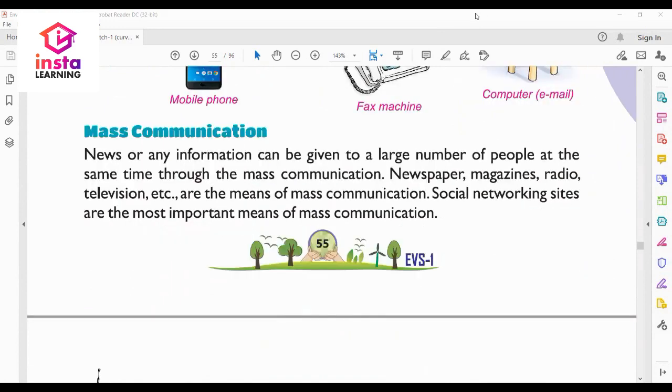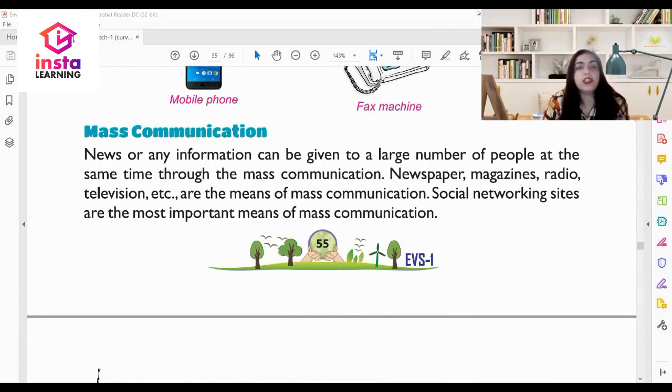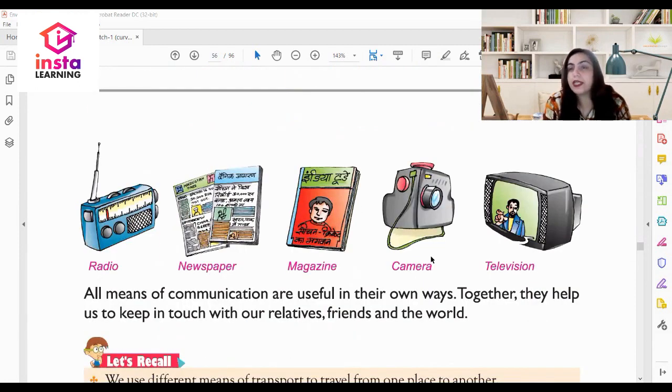Let us talk about mass communication. Under mass communication, news or any information can be given to a large number of people at the same time. Newspapers, magazines, radio, television, these are all examples of mass communication. Then you also have social networking sites such as Facebook, Instagram, and Twitter, which allow you to communicate with a large number of people at the same time. So all means of communication are useful in their own ways. Together, they help us to keep in touch with our relatives, friends, and the world.